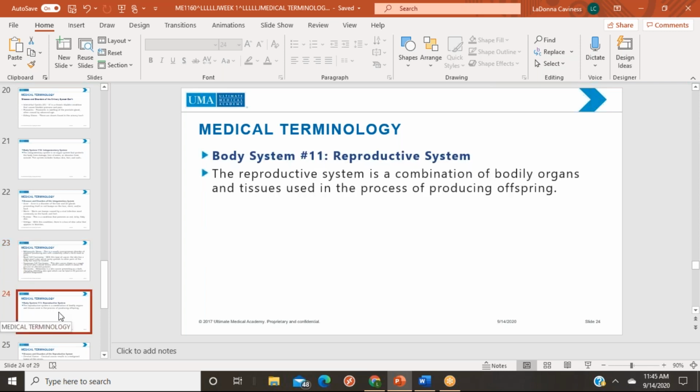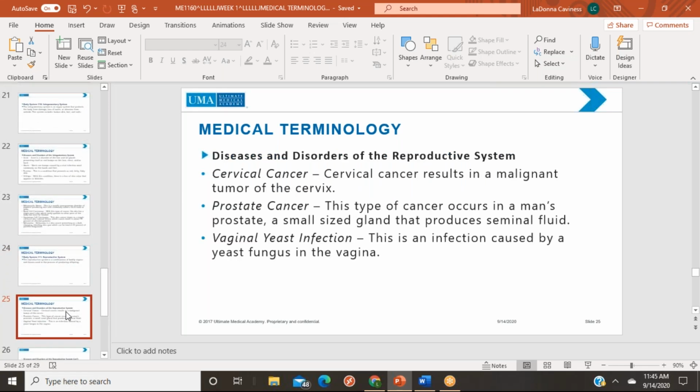All right, let's talk about body system number 11, the reproductive system. The reproductive system is a combination of bodily organs and tissues used in the process of producing offspring. Diseases of the reproductive system. So let's take a look at cervical cancer. It results in a malignant tumor of the cervix. So again, remember when we're talking malignancy, we're talking cancerous. Prostate cancer. This is a type of cancer that occurs in men. It's in a small sized gland that produces seminal fluid.